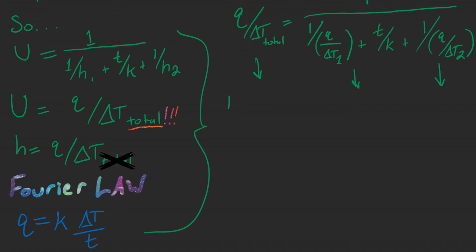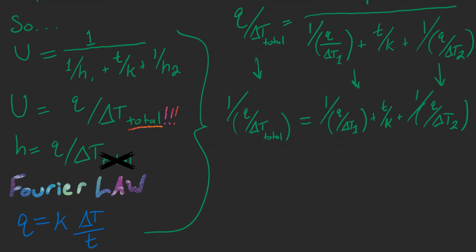We're going to start rearranging this equation. To get everything out from under that 1, we're going to divide the left side by 1 and multiply the right side by it. So now you can see the whole right side is no longer underneath that 1, but the whole left side is now underneath the 1 we're dividing. So 1 divided by Q divided by delta T total is equal to 1 divided by Q divided by delta T1, plus T over K, plus 1 divided by Q divided by delta T2. You can read. I don't need to speak this out, but why not?